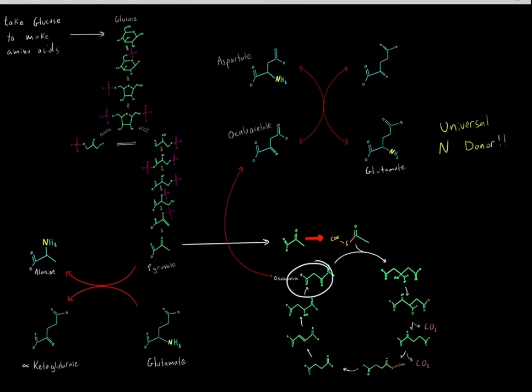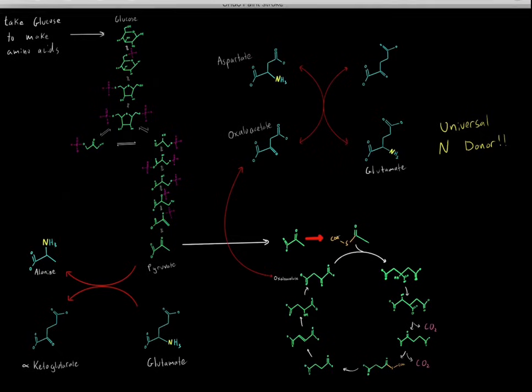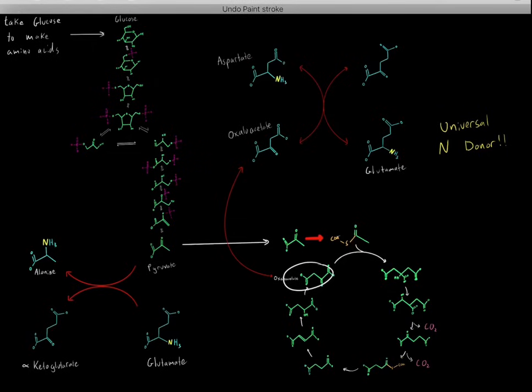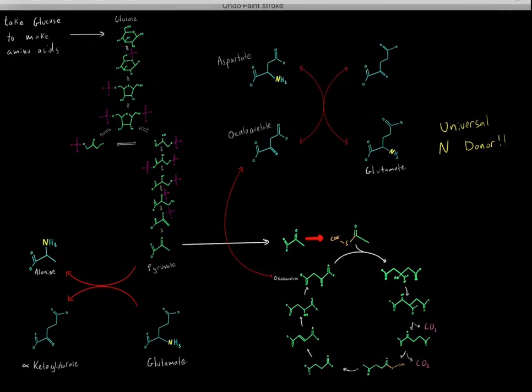Well, we can take oxaloacetate, which is an intermediate of central metabolism. So we can take this oxaloacetate and use it to form aspartate. And we can do that because glutamate has a nitrogen that it donates to oxaloacetate to form aspartate. So that's pretty cool. We took this intermediate of central metabolism and formed aspartate.